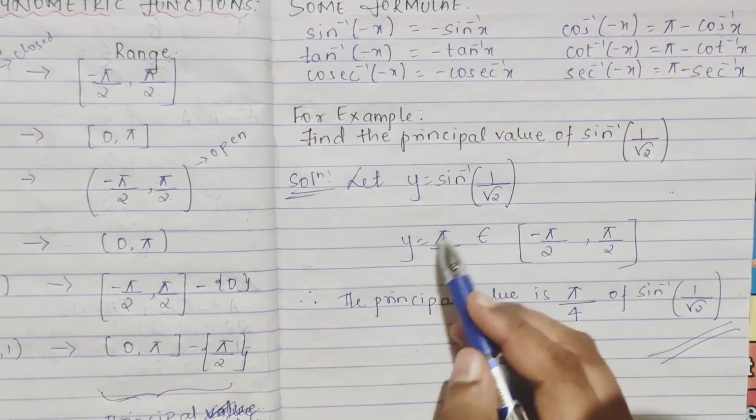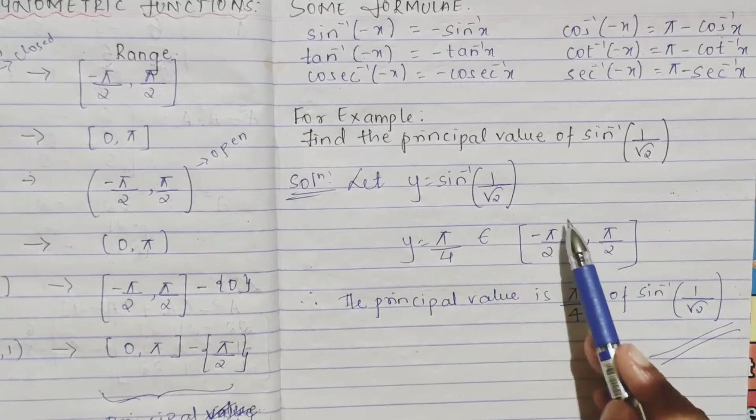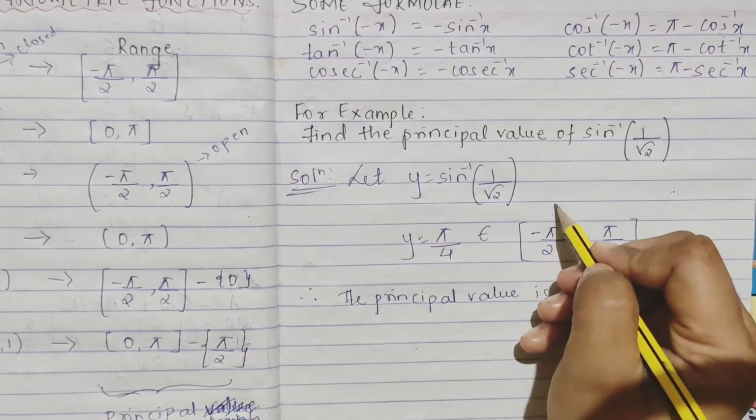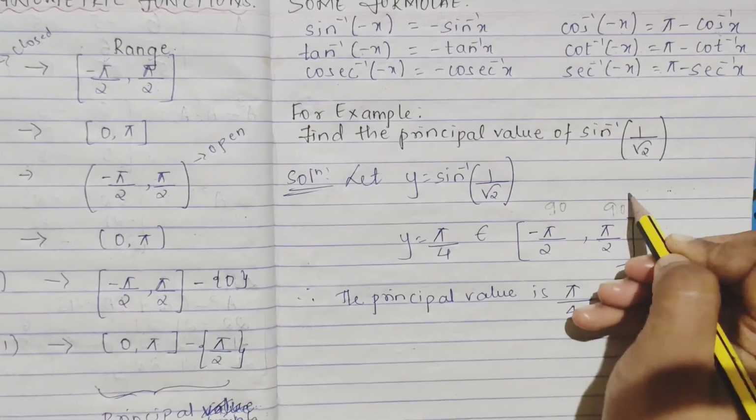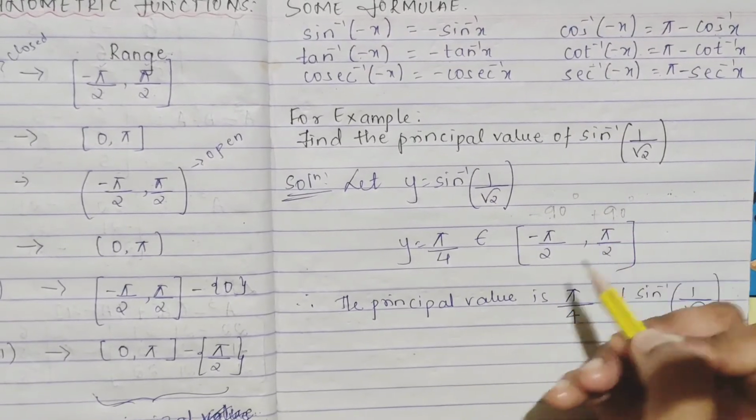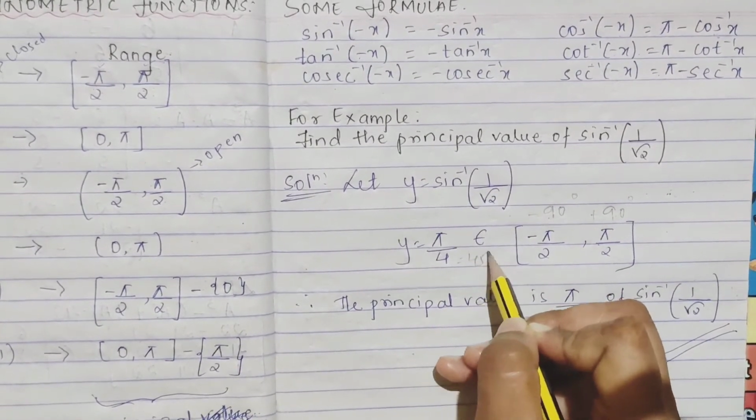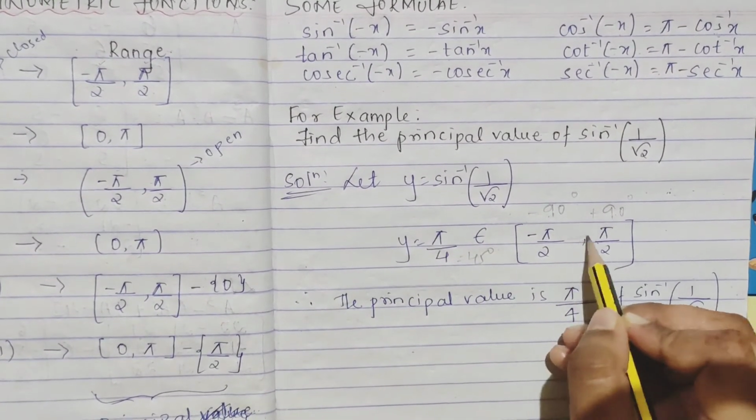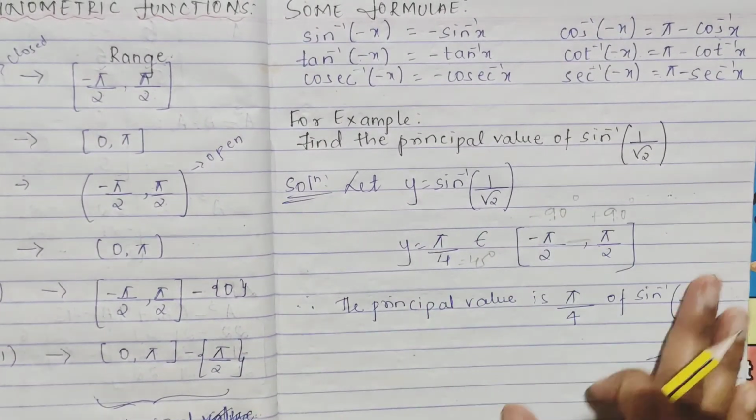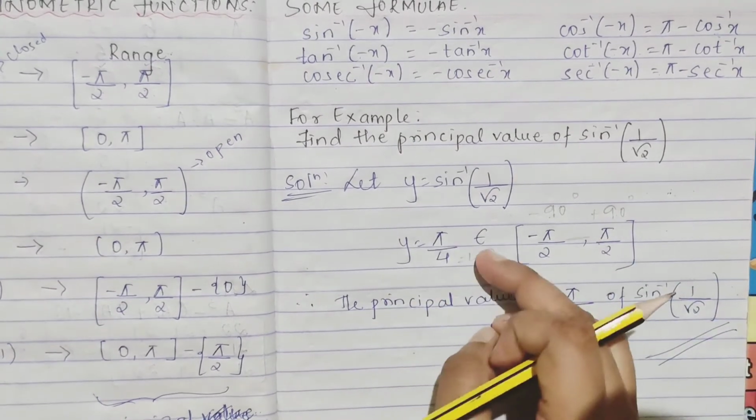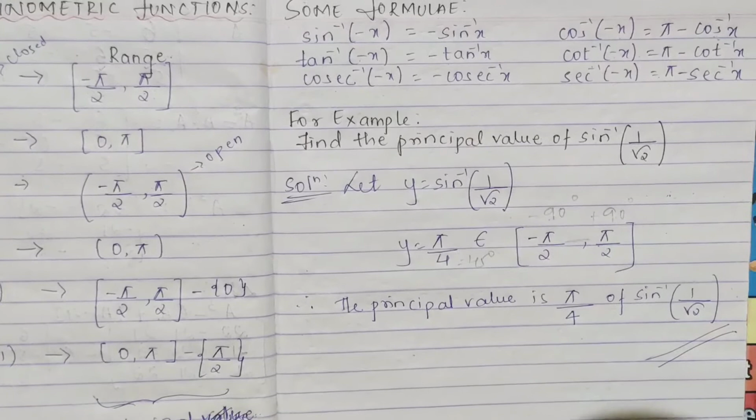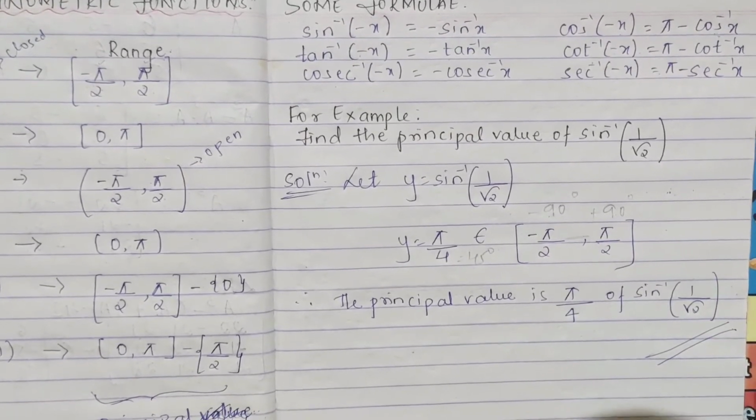Pi by 4 means what? 45, right? And 45 lies between minus 90 to plus 90, right? Pi by 2 means what? 90 degree, right? Minus 90 degree, plus 90 degree, and pi by 4 is what? 45 degree. So this lies between your minus 90 to plus 90, right? Remember this. If you don't understand in your radian way, in degree way, but like this you have to remember, it is very important. So we will see the exercise part.